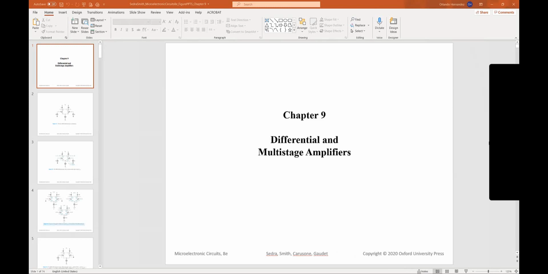So today we're going to start chapter 9, which is on differential multistage amplifiers. We started taking a look in chapter 8 at building blocks for op-amps: the current mirrors and current steering techniques of developing bias, and also the basic gain cell, which is internal to the amplifier.